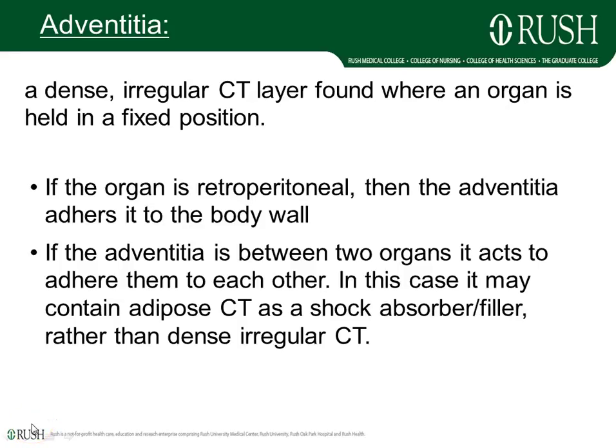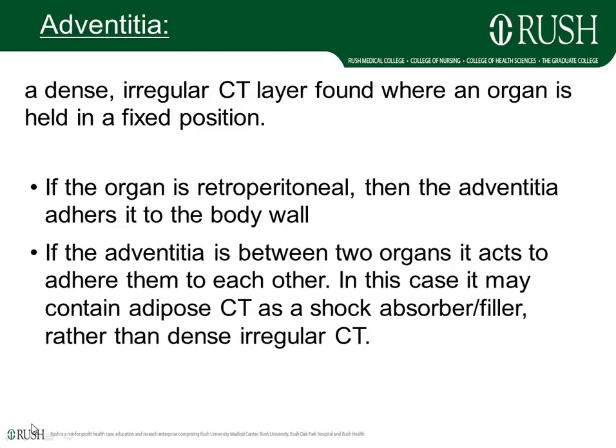So let's contrast the adventitia with the serosal layer, which is the outermost connective tissue covering of the GI tube. The adventitia is a dense, irregular connective tissue layer found where an organ is held in a fixed position. So, if the organ is retroperitoneal, the adventitia adheres it to the body wall. If the adventitia is between two organs, it adheres those organs to one another.